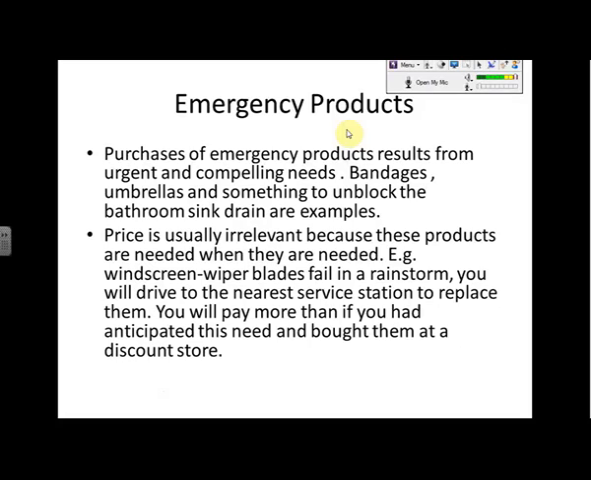Why? Because when you need the product, you need the product. So irrespective of its price, whether it's expensive, it counts for nothing. When you need them, you need them. And hence you just have to what? You just have to buy them.